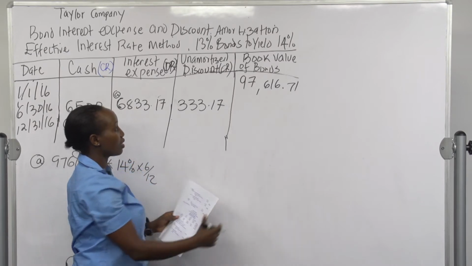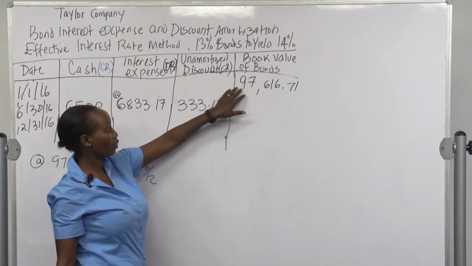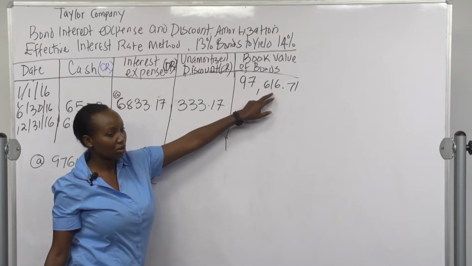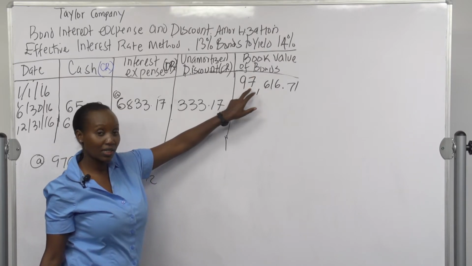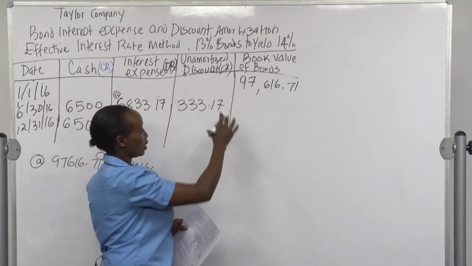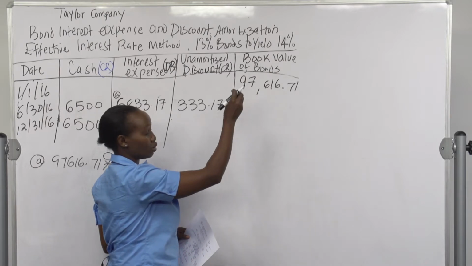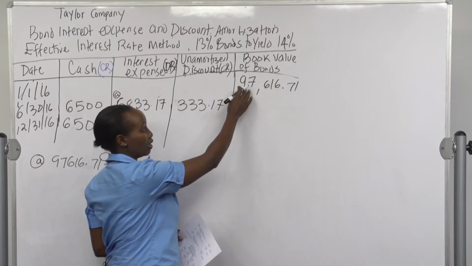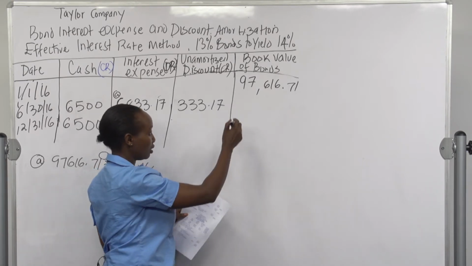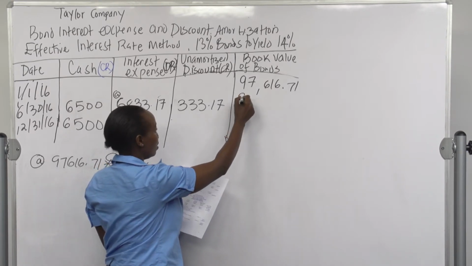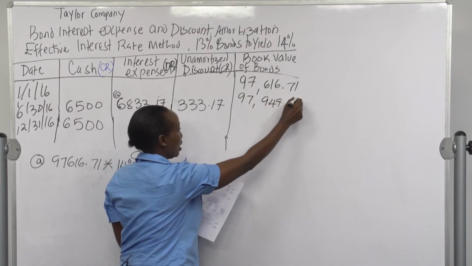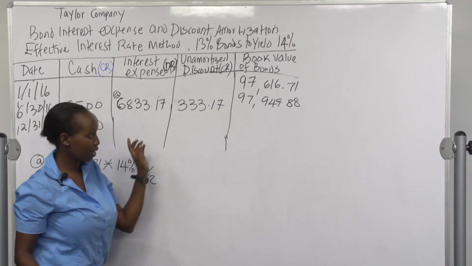which will be $333.17. This was sold at a discount, the difference between 100,000 and 97,616. We need to amortize it, meaning we're increasing the book value of the bond. When we add this to that, we have $97,949.88.